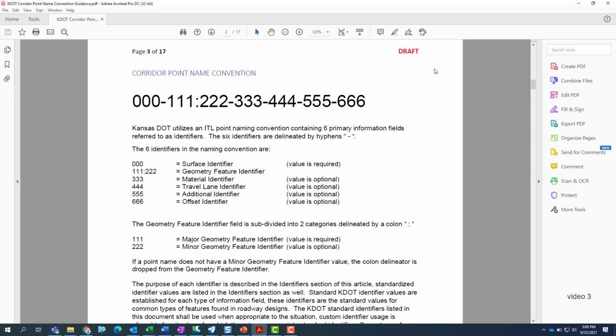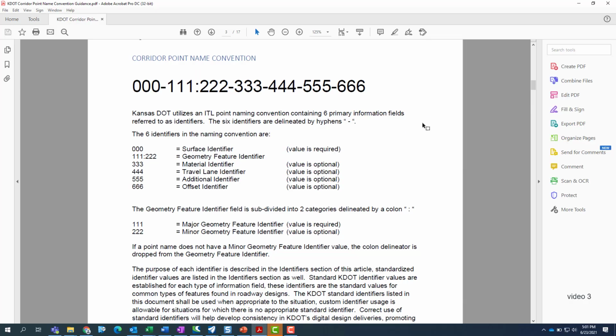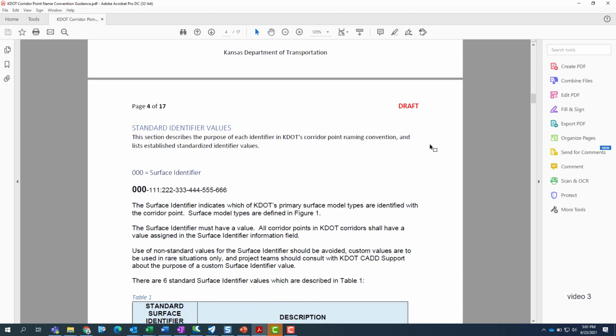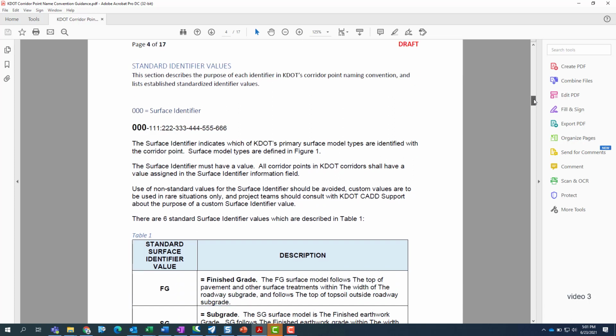Welcome to video number 3 on KDOT's training topic about the corridor point naming convention, where we continue our discussion about the convention itself. If we scroll a little bit further down into the PDF document, we'll see that the next section discusses each identifier value, what its purpose is, and also lays out the established standard identifier values for each identifier.